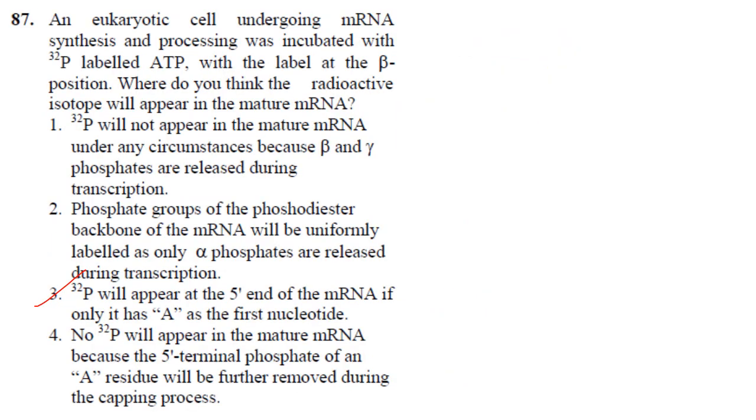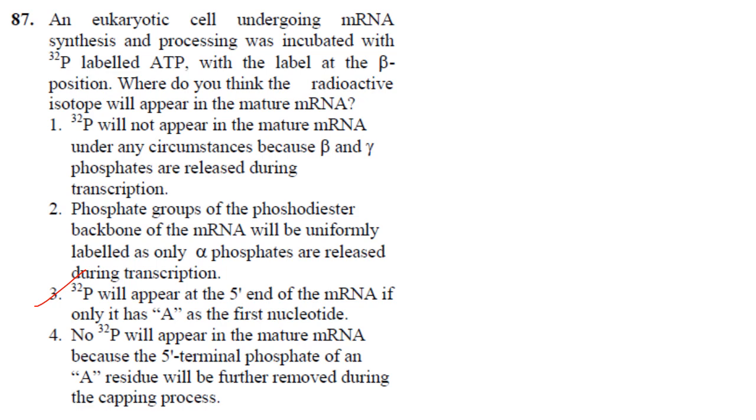Then next one. A eukaryotic cell undergoing mRNA synthesis and processing was incubated with P32 labeled ATP with the label at the beta position. Where do you think the radioactive isotope will appear in the mature mRNA? Now, P32 will not appear in the mature mRNA. It will appear, because the first nucleotide at the 5' end contains 3 phosphate groups and the rest has only 1 phosphate group.